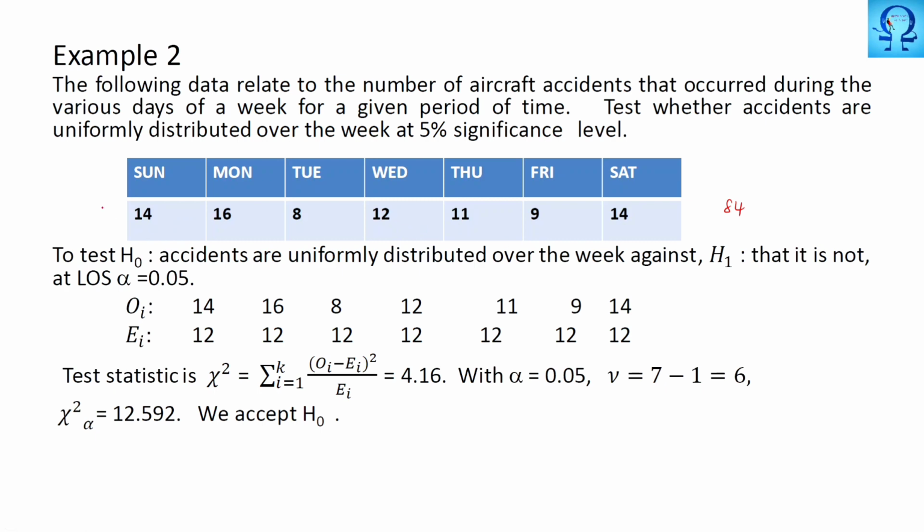It is said that accidents are uniformly distributed over the week, so on each day we expect the same number of accidents, and that is the expected frequency. Once we have the observed and expected, we can calculate the test statistic, and with this level of significance we get the table value. We note that chi square is smaller than chi square alpha, therefore we accept the null hypothesis that accidents are uniformly distributed over the week.